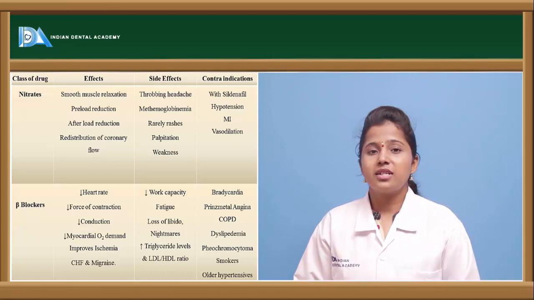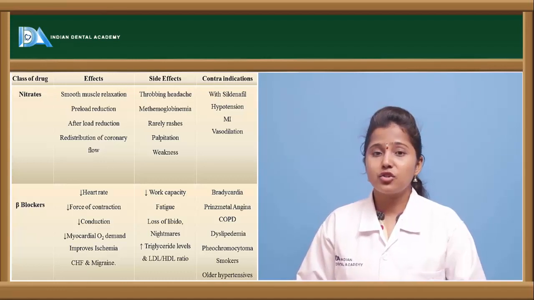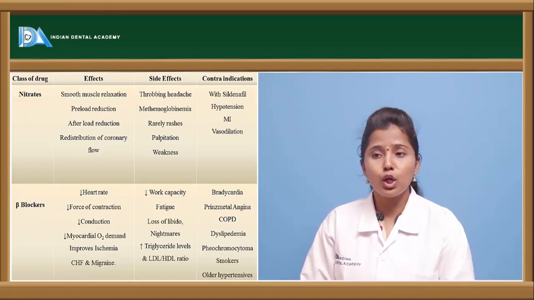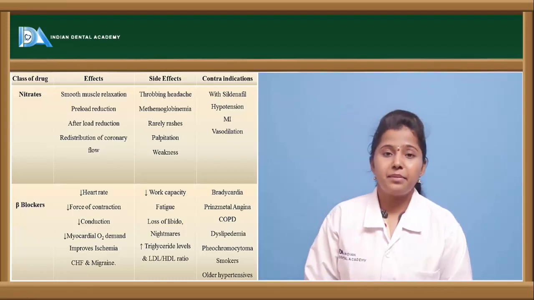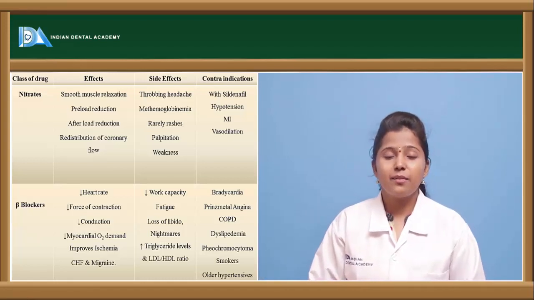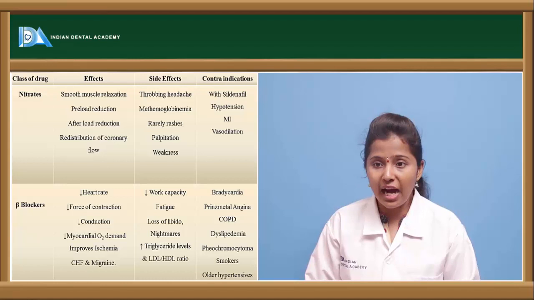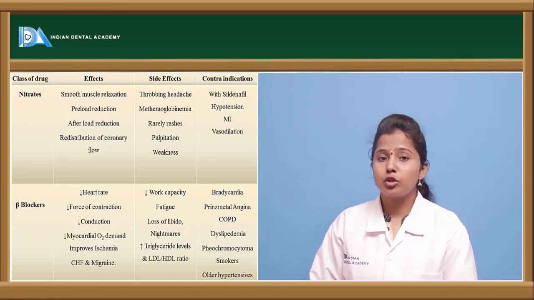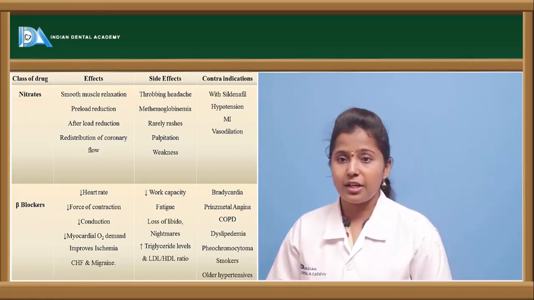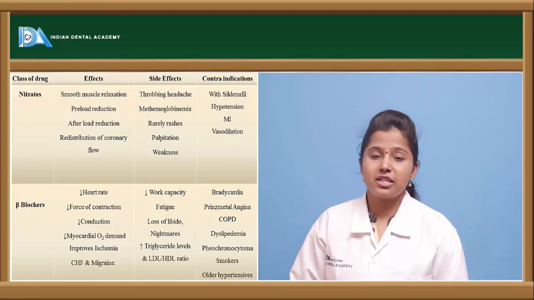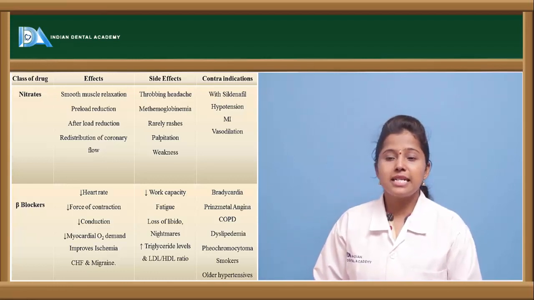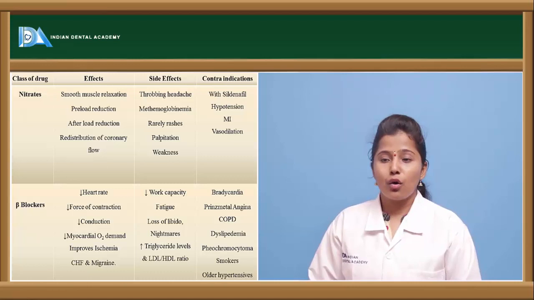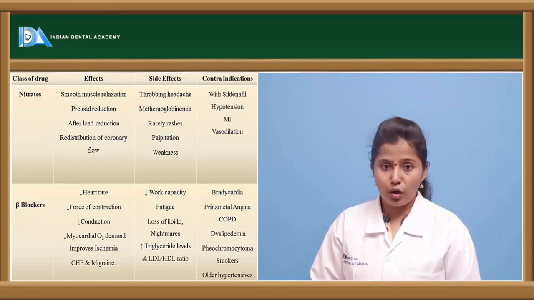And the contraindications: when should these beta blocking agents not be used? Bradycardia. Bradycardia is a condition where there is decreased heart rate. So these beta blocking drugs should not be given when bradycardia is there, when Prinzmetal angina is there, and in COPD, that is chronic obstructive pulmonary disorder.